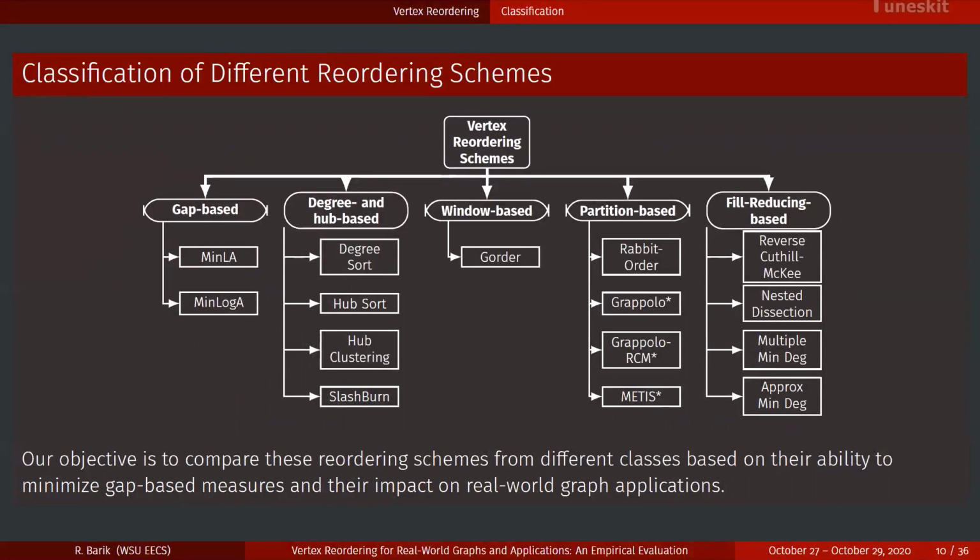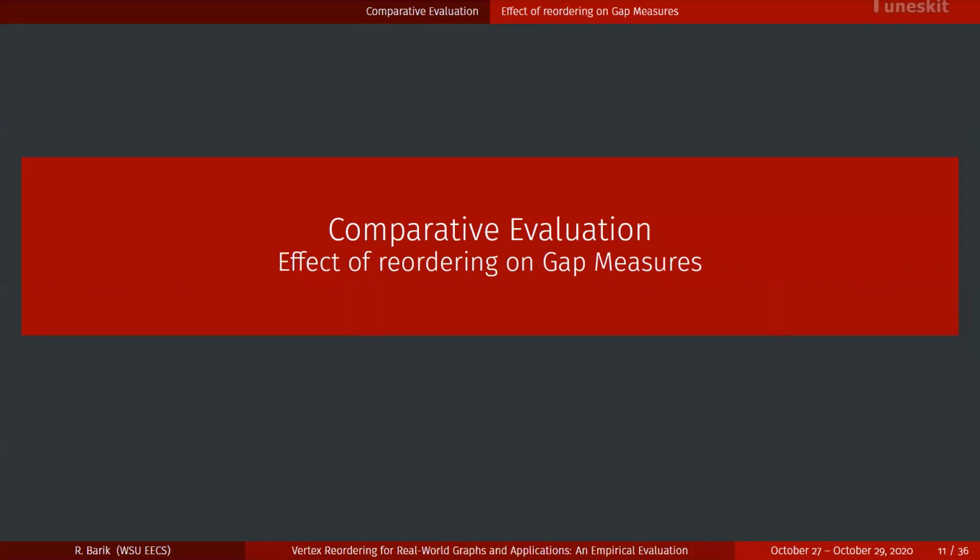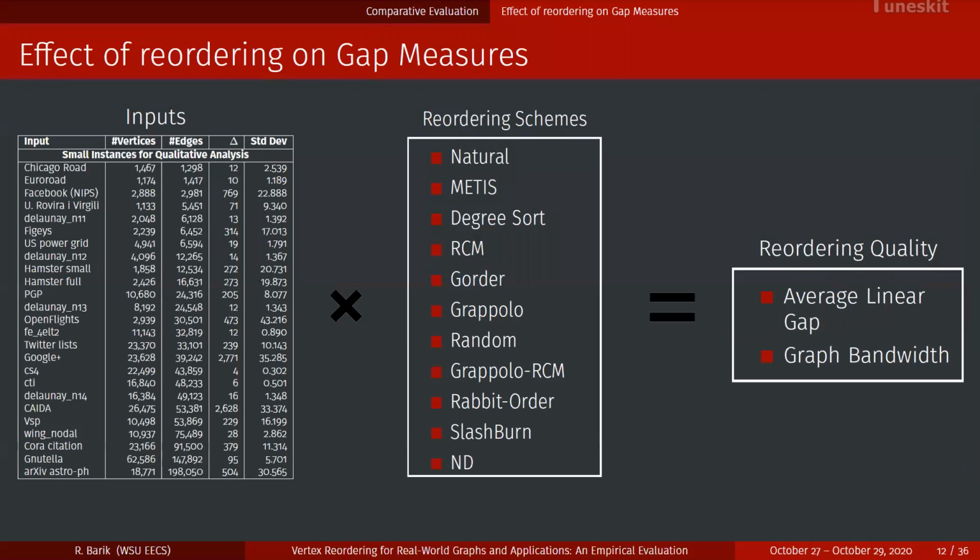Part of our objective is to compare a representative subset of these schemes based on their ability to optimize for the gap measures. For that, we use 25 real-world graphs as input across 11 reordering schemes, and their quality is judged by the gap measures.